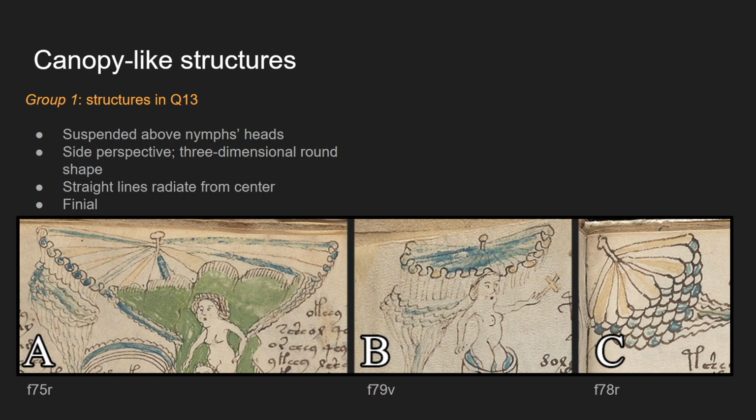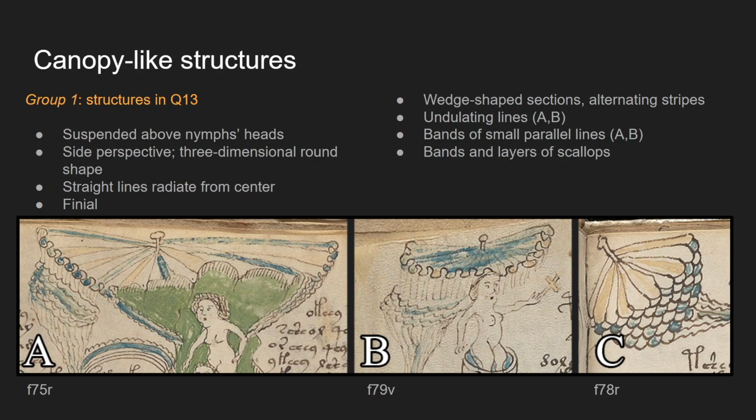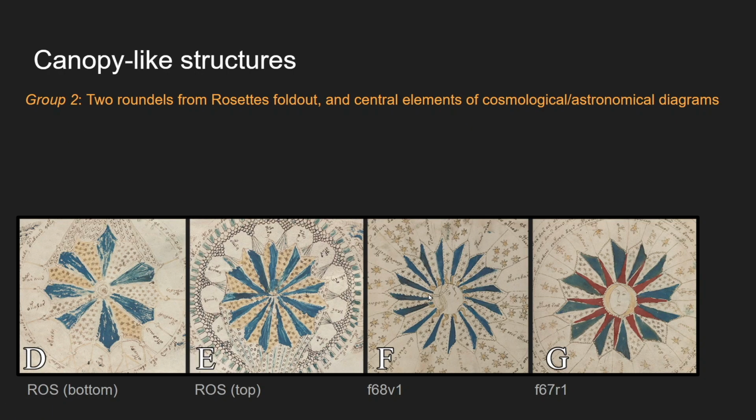Straight lines radiate from a central point, which is topped by a finial. The wedge-shaped sections can be a single color or alternating stripes. A and B are bordered by a single undulating line with a band of small parallel lines underneath, while C is bordered with scallops. For the second group, we selected two panels from the rosettes fold-out and the central elements of two diagrams from the cosmological and astronomical sections.